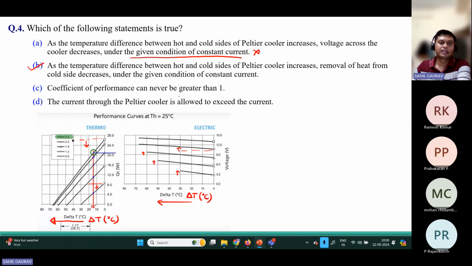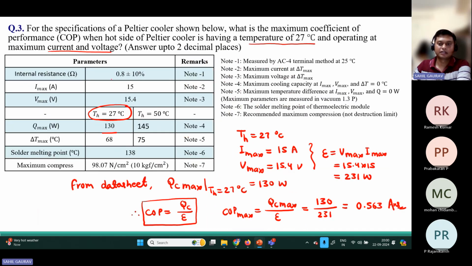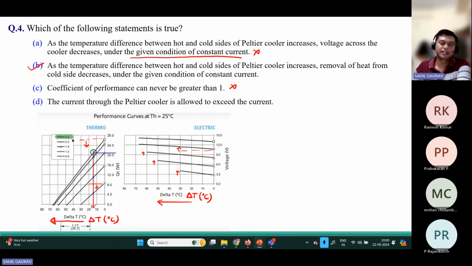Coefficient of performance can never be greater than 1. This is incorrect, as we have seen just now with COP max. Here it's coming as less than 1, but it can be greater than 1. The more the COP, the better. The current for this Peltier cooler is allowed to exceed the current? No, you cannot violate the data sheet. Otherwise, it will blow up. So the current is not allowed to exceed the rated current. So the correct answer is B.